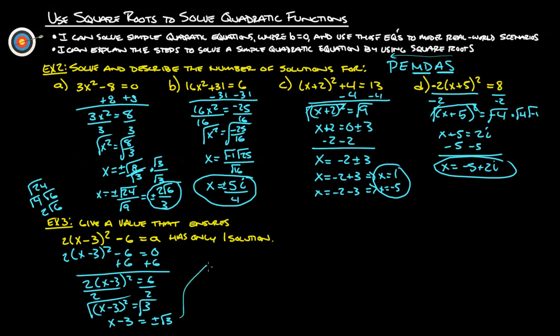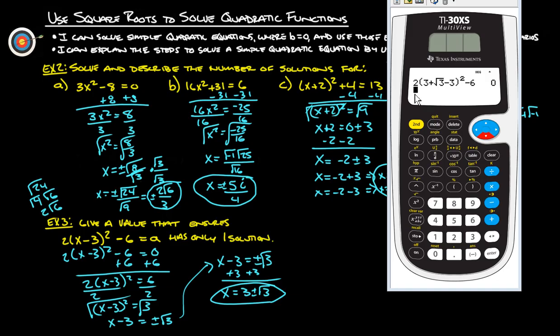And then we go up here. Just going to rewrite it again. X minus 3 equals plus or minus root 3. Add 3 to both sides. And this is going to work as long as x equals 3 plus or minus root 3. Oops, that's supposed to be root 3, right?